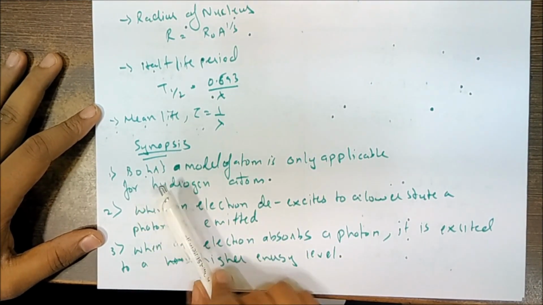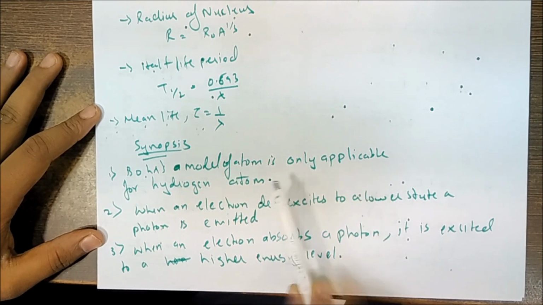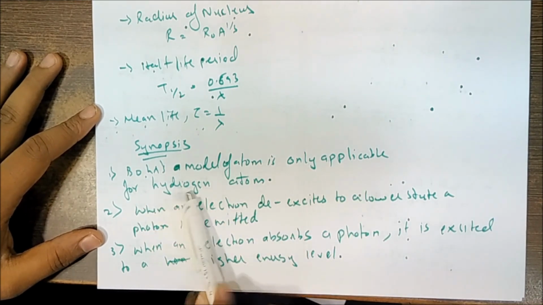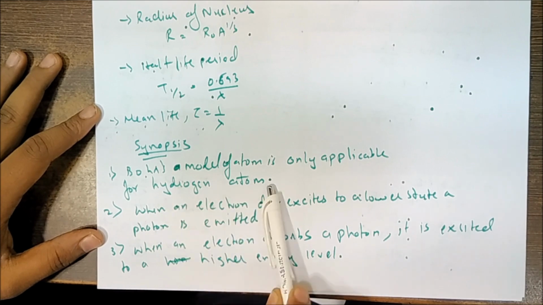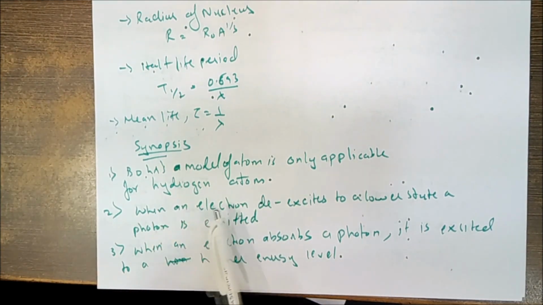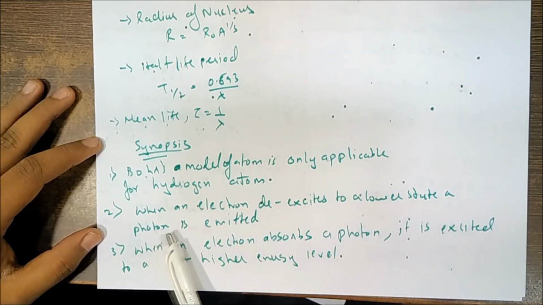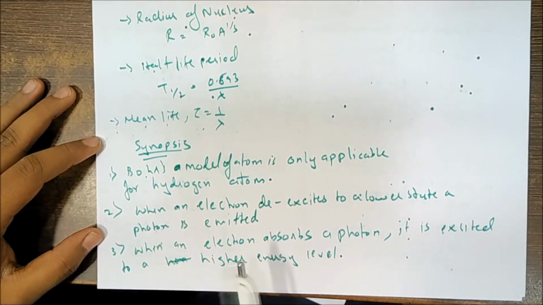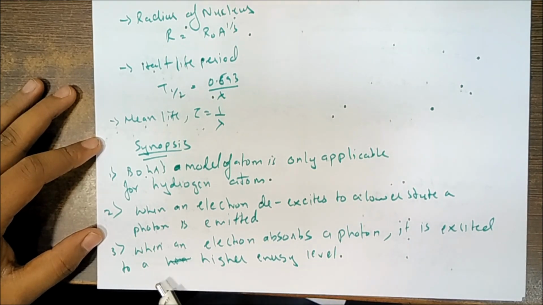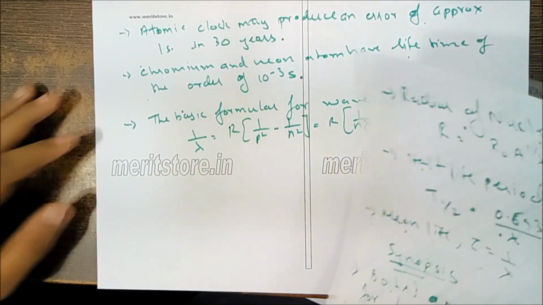Now the synopsis. Bohr's model of atom is only applicable for hydrogen atom. Please remember, it's only applicable for hydrogen atom. When an electron de-excites to a lower state, a photon is emitted. When an electron absorbs a photon, it is excited to a higher energy level.